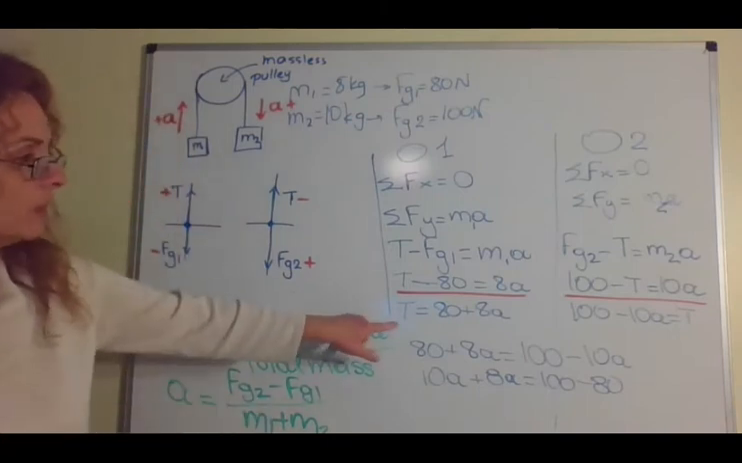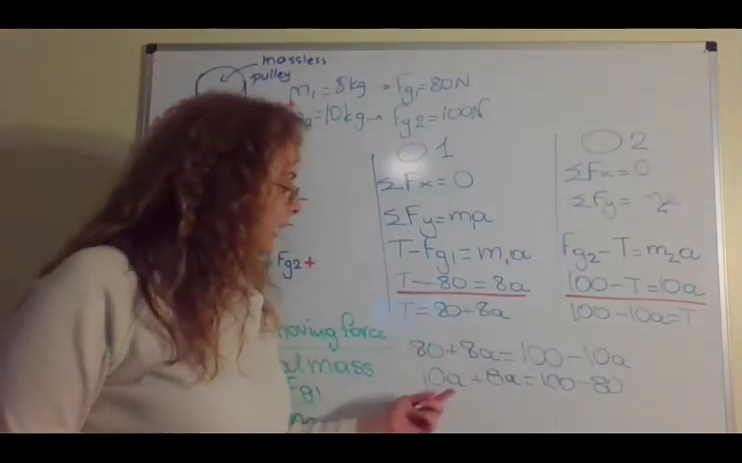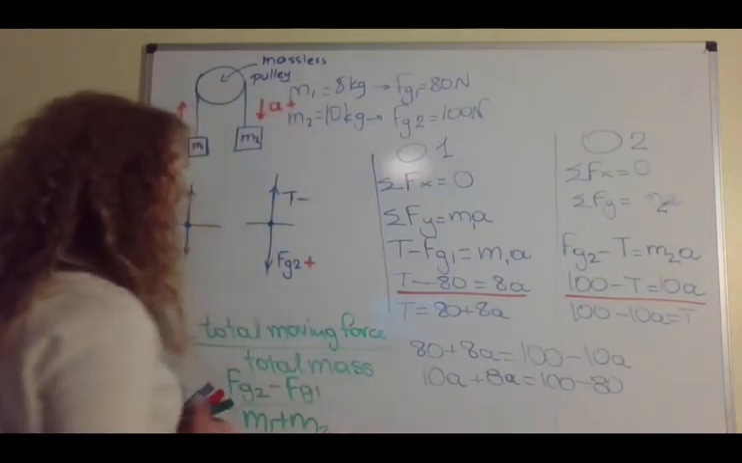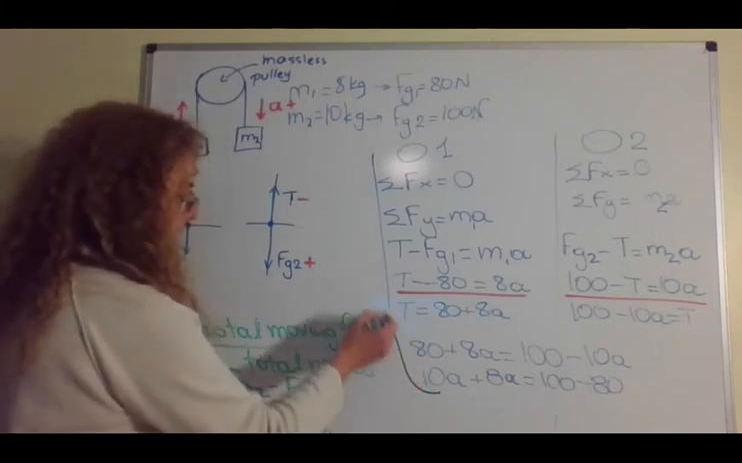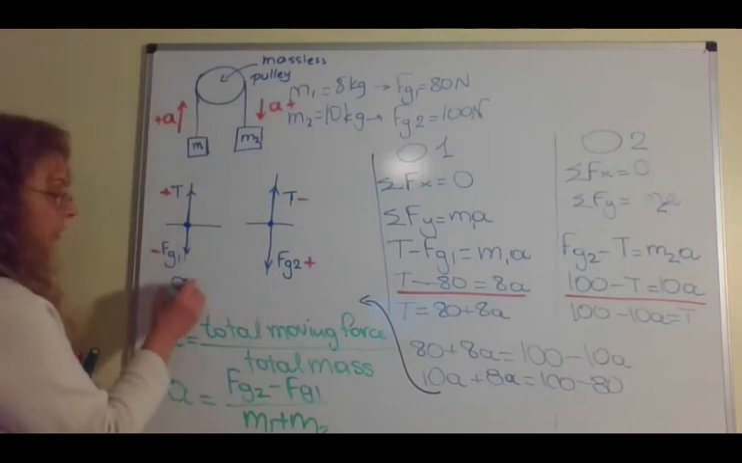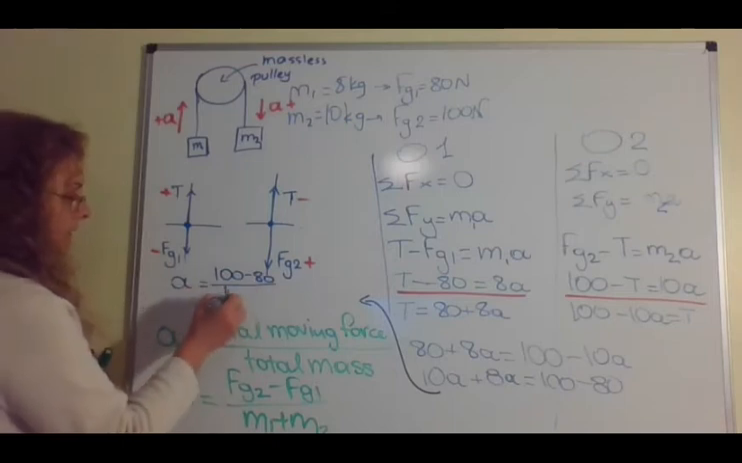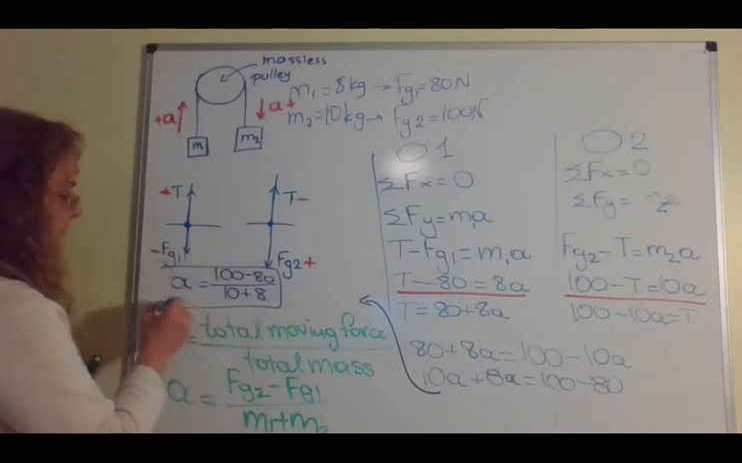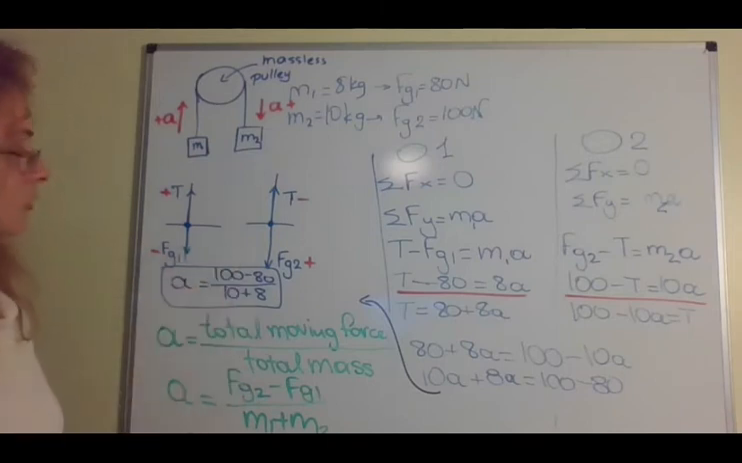So let's say by solving both equations for tension and then making them equal, I can do math and find the acceleration. So I find from here, that actually if I write it up here, I can find that the acceleration will be 100 minus 80 over 10 plus 8. And I can do the math. Now, why do I keep this equation and don't just do the math? Because I want to show you the easiest way.